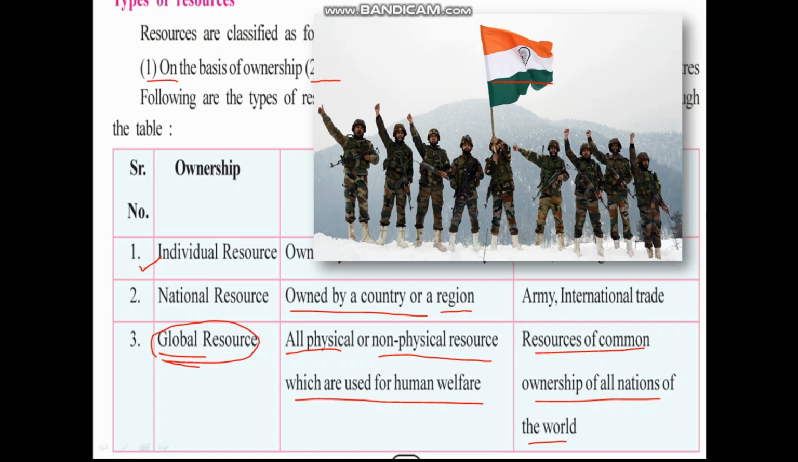Even the oceans that we travel. Every country has a certain oceanic boundary that extends to a certain limit. After that, it is a common ocean. Any person, any country can travel into it without the permission of another nation. So that is termed as a global resource.